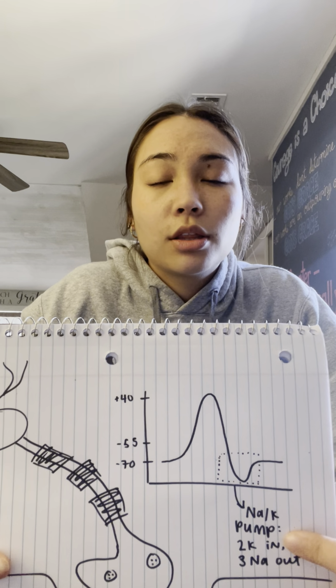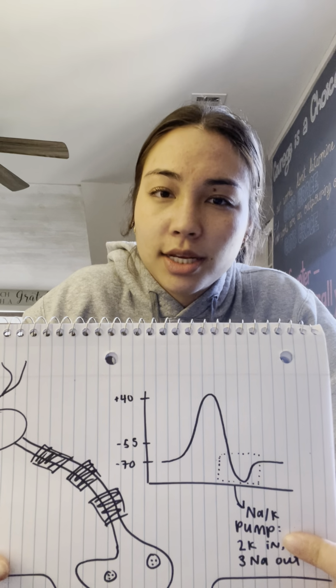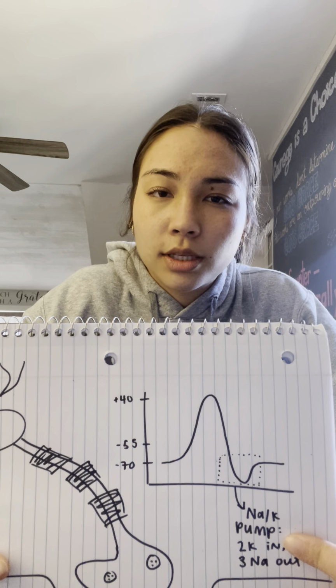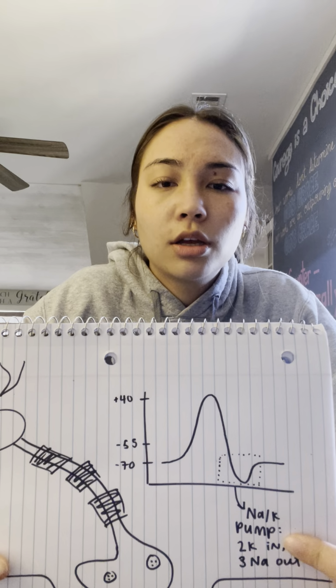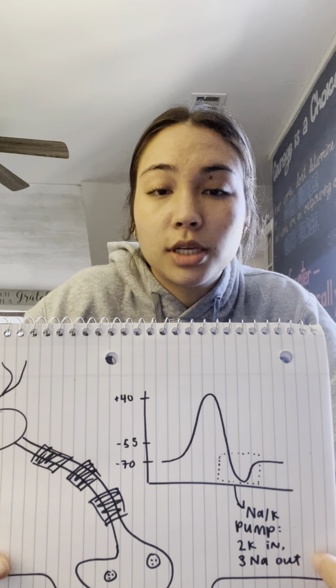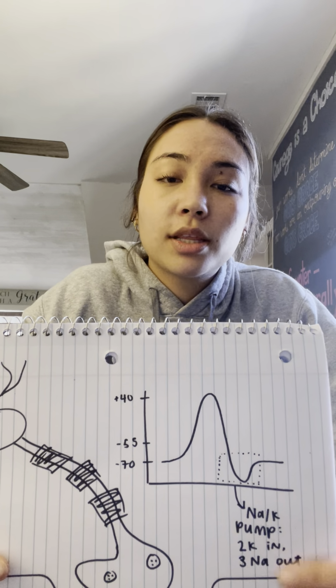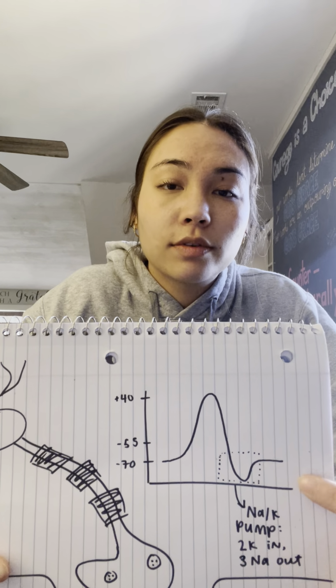sodium-potassium pump. The sodium-potassium pump is the first place that we use ATP. We need to use that energy because we're forcing things against their concentration gradient. So with that, we have 2 potassium coming into the cell and 3 sodium being forced out of the cell. And that's what's going to bring us back to negative 70.